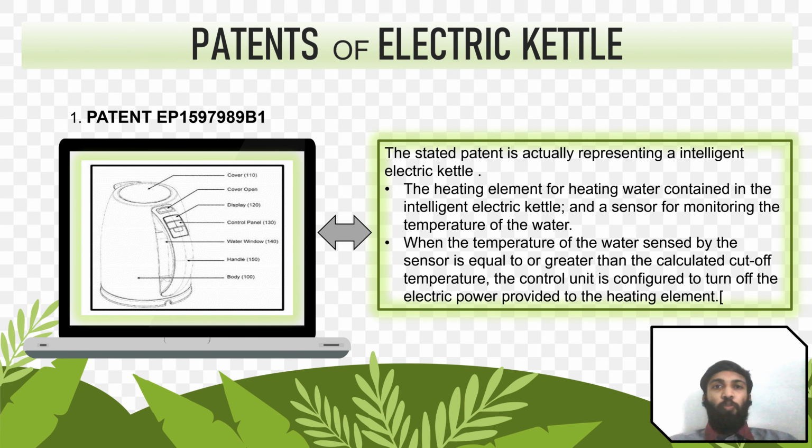Okay, let's look at patents of electric kettles. This patent is EP159798-9B1. This patent indicates this is an intelligent electric kettle. This intelligent electric kettle consists of a heating element and a sensor. When the temperature of the water sensed by the sensor is equal to or greater than the cutoff temperature, the control unit is configured to turn off the power automatically.